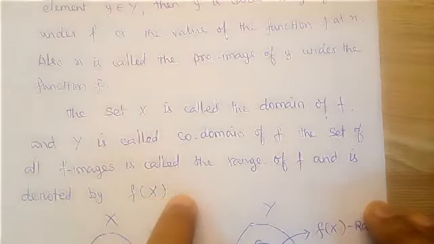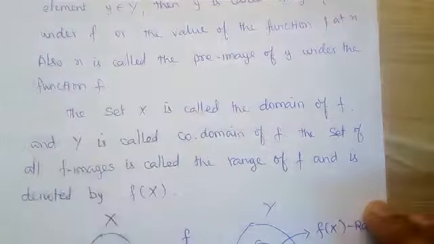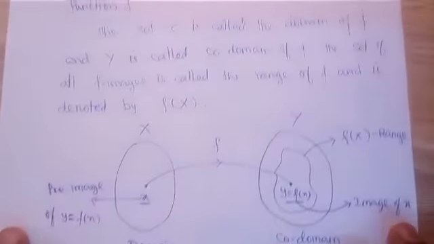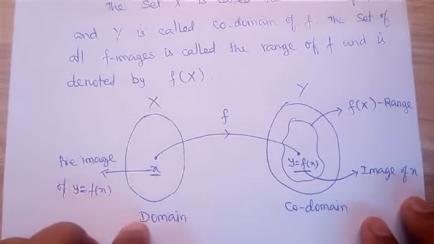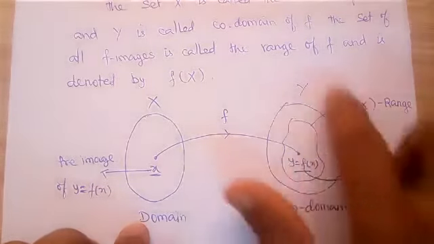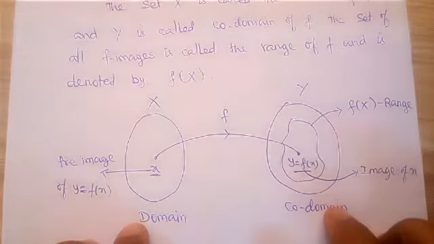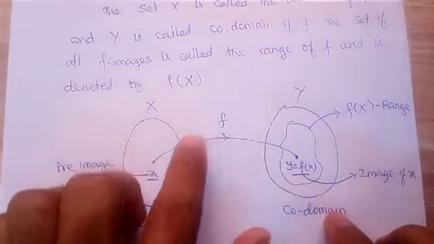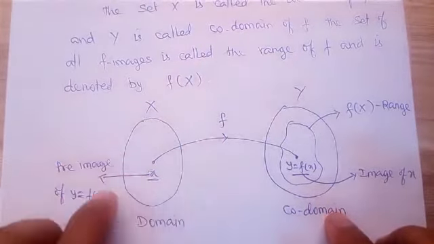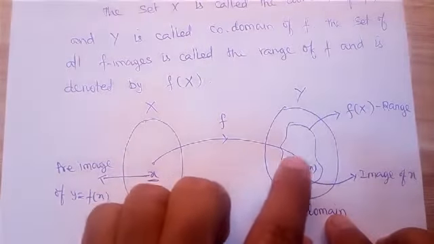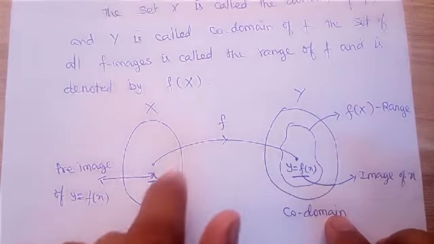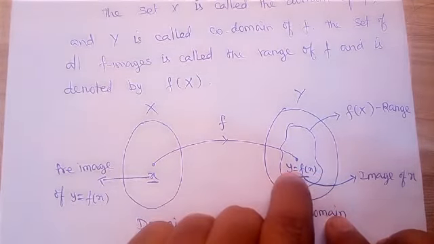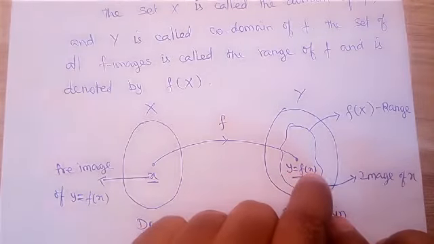The set of all images is called the range of f and is denoted by f of capital X. These things are given by a diagram. Here capital X is a set which is the domain, and capital Y is another set which is the codomain of the function f. Suppose x is an element in the domain which is mapped to y belonging to capital Y by the function f. Here y is denoted by f of x.